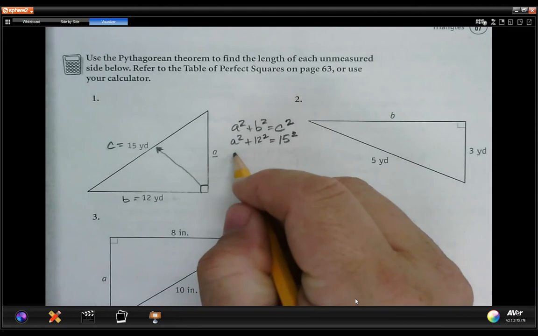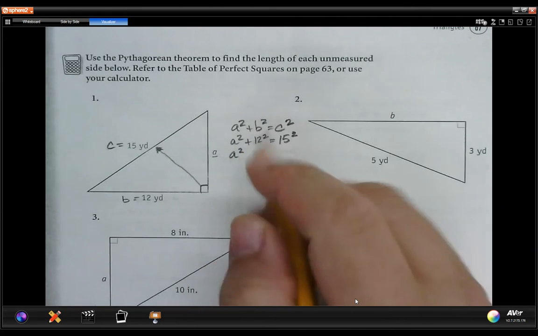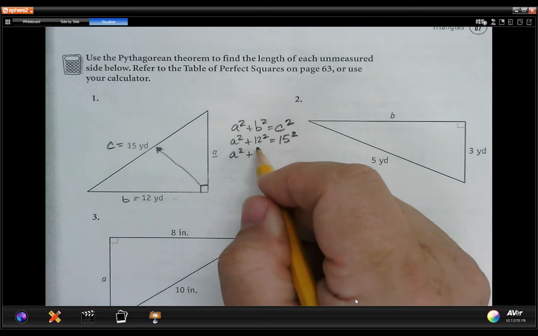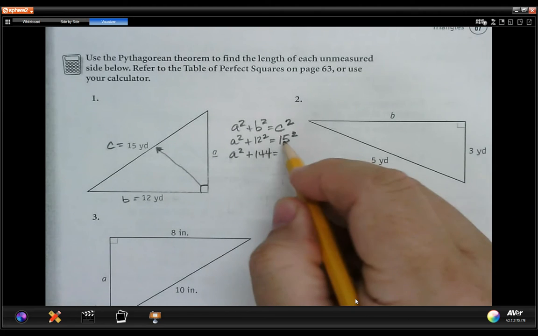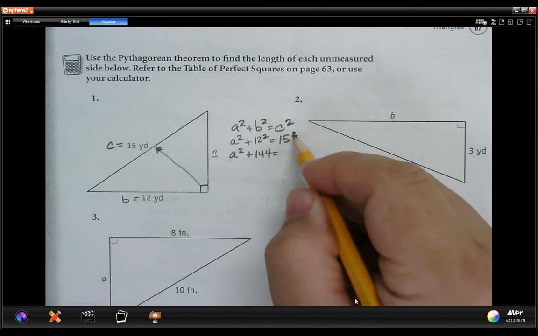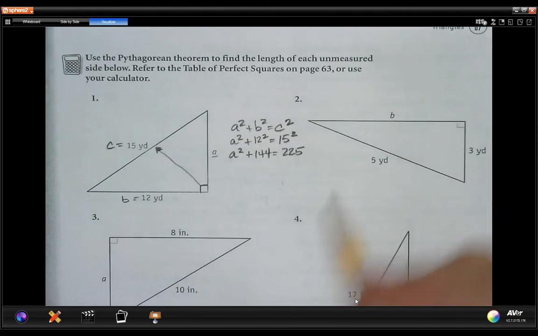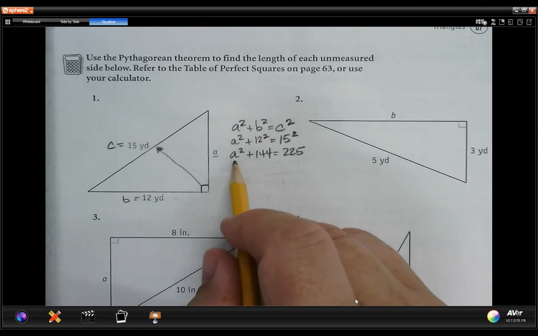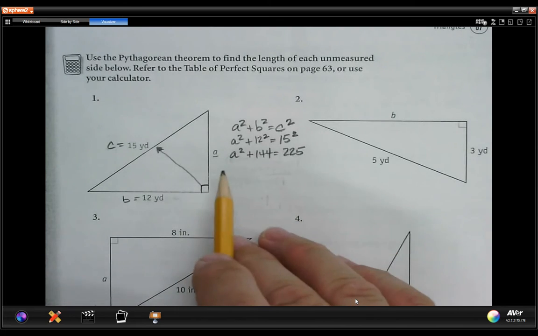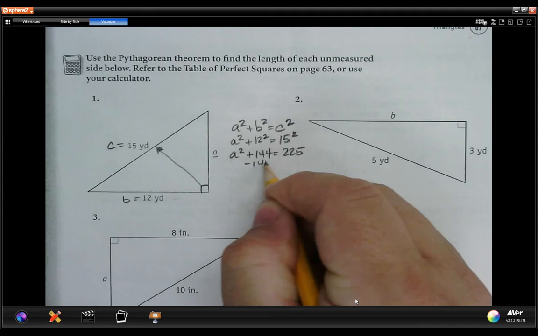So notice what happens. We have A squared. I still don't really know what that is, and I can't forget that it's still being squared, plus 12 squared. Well, 12 squared is the same thing as 12 times 12, which is 144. And 15 squared is 15 times 15. Again, you might have to get your calculator to figure out what that is. It's actually 225. Okay, so now how do I get A by itself? Well, with equations, I know that I need to get this value to the other side. Right now I'm adding 144, which means I need to subtract 144 from both sides.